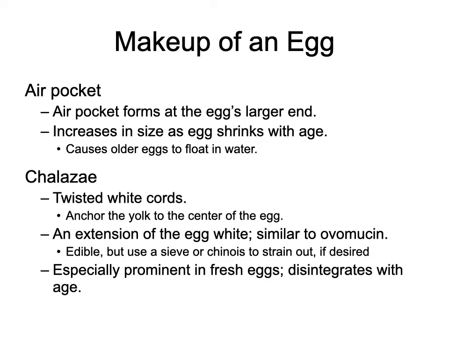The chalice is something most of us don't even notice, but it's a twisted white cord that anchors the yolk in the center of the egg. In most all eggs, when you crack them, you'll see this little white glob, and basically it's an extension of the membrane that goes around the egg yolk. You can strain them out if you need to, but they're perfectly safe to eat.